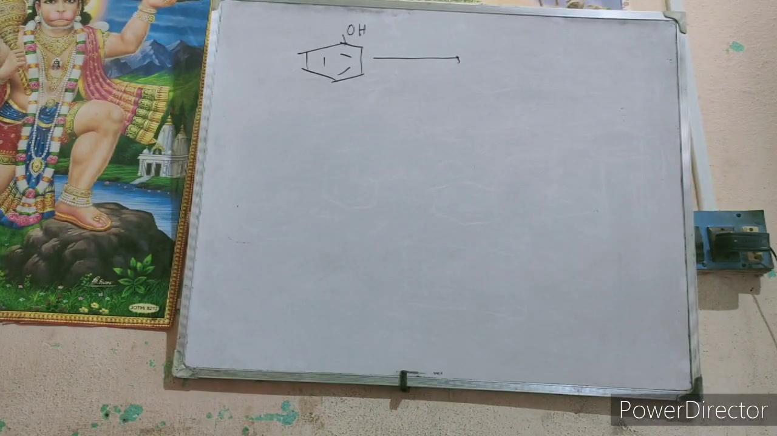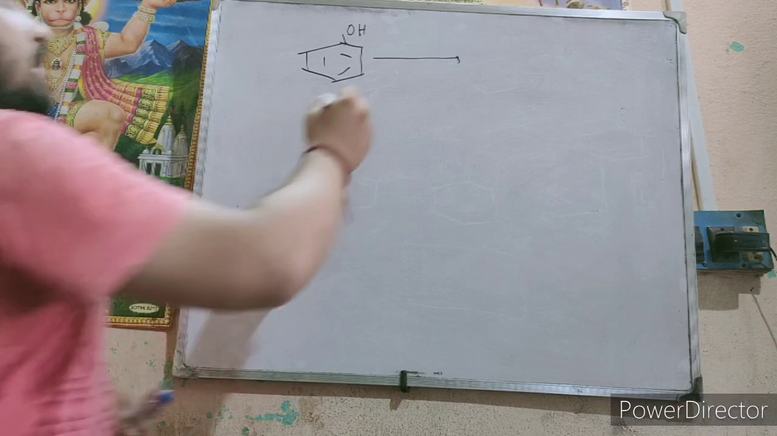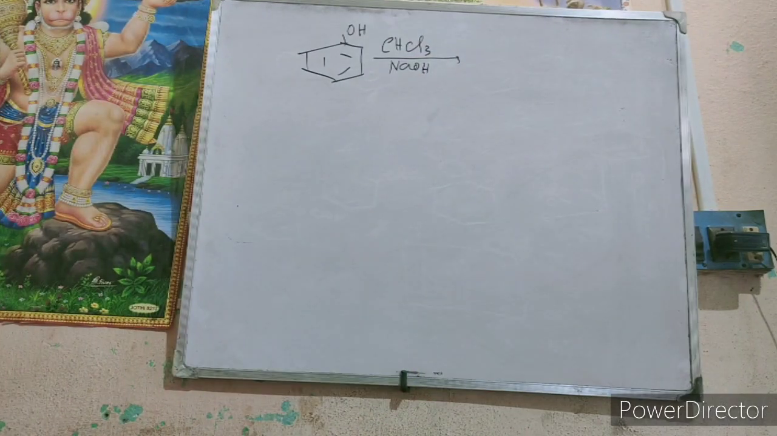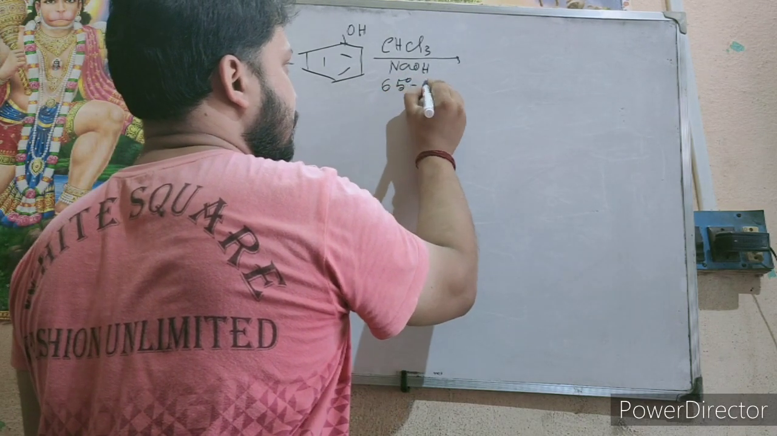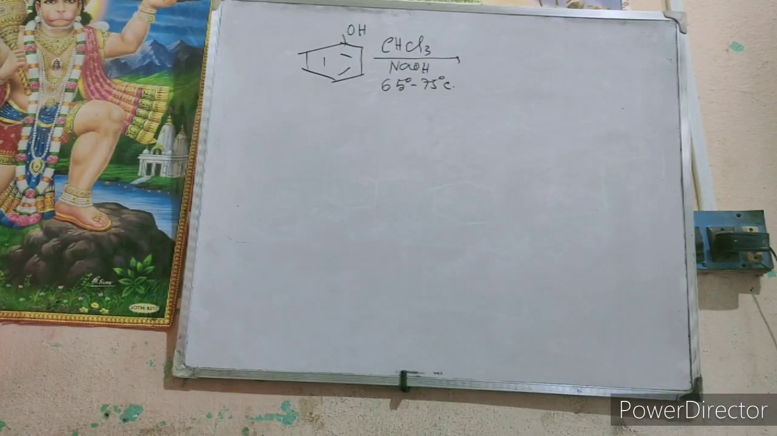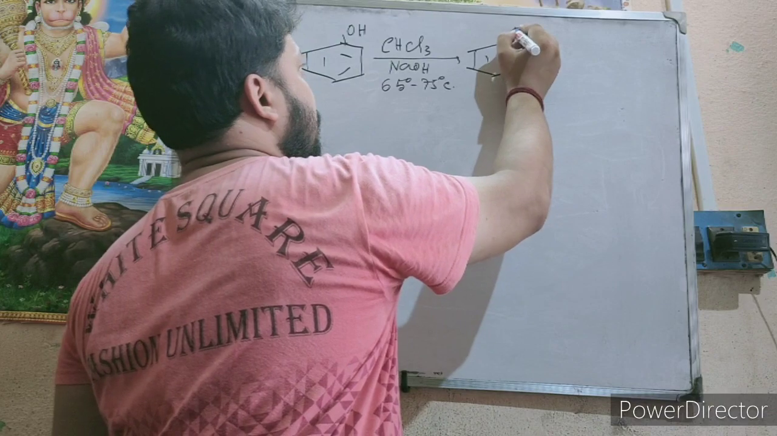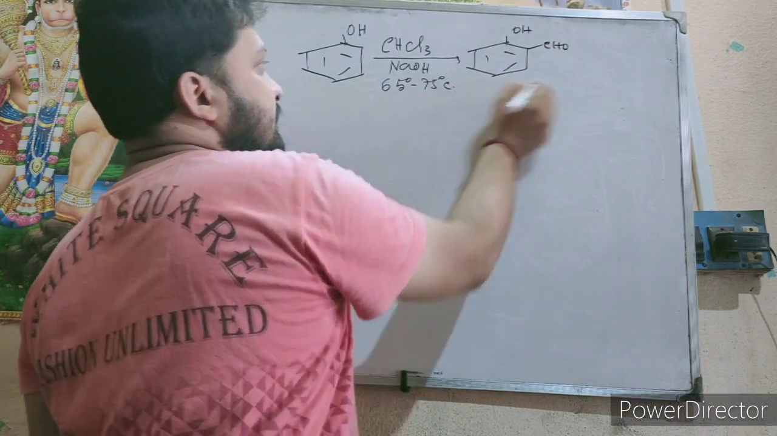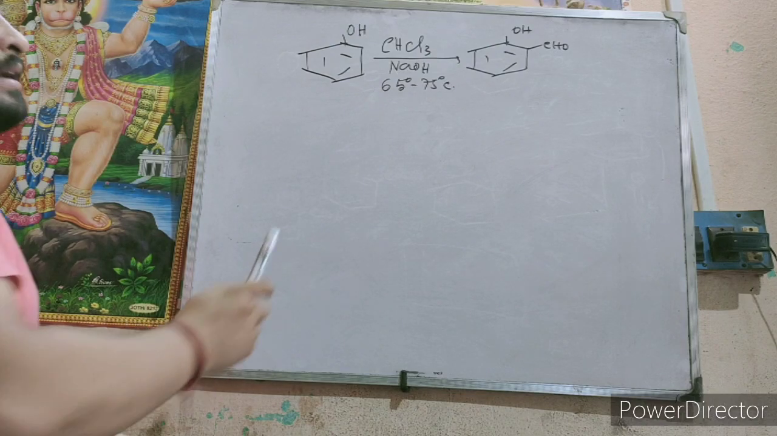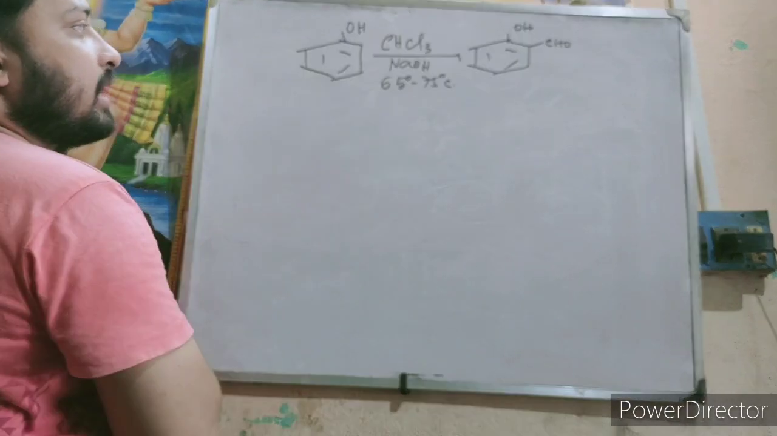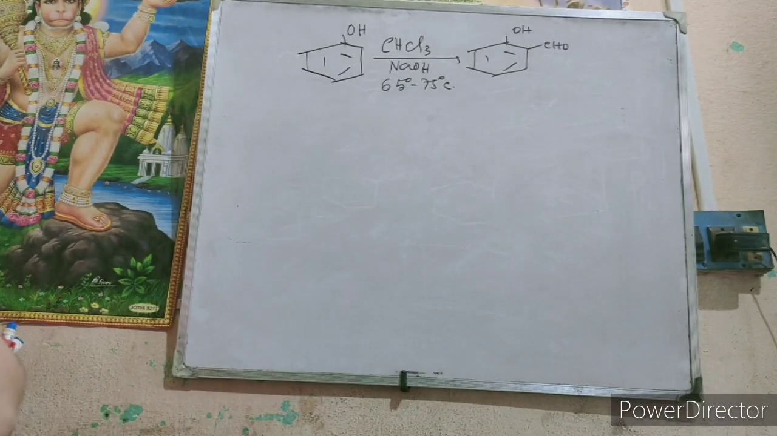then you use CHCl3, NaOH, and some temperature, 65 to 75 degrees centigrade. Then you can prepare OH and CHO. This is the Reimer-Tiemann reaction: phenol to salicylaldehyde by using CHCl3 and NaOH with heat at 65 to 75 degrees centigrade.